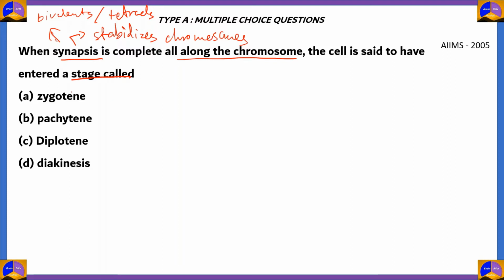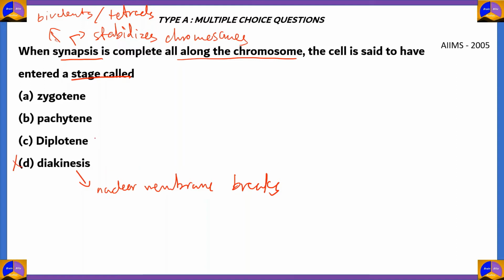So that is what synapsis is all about. Let's look at in which stage synapsis is complete, whether it's zygotene, pachytene, diplotene, or diakinesis. Diakinesis is the final stage of prophase 1 in meiosis. So over here, what happens is that the nuclear membrane breaks, and the formation of chromosomes happens way before the nuclear membrane breaks. So option D is incorrect.